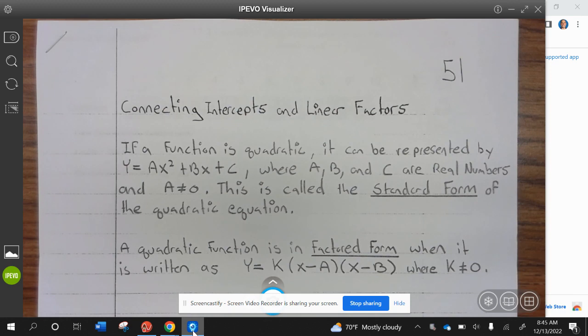Okay, walkout. So we're on journal page 51, connecting intercepts and linear factors. If a function is quadratic, it can be represented by y equals ax squared plus bx plus c, where a, b, and c are real numbers, and a does not equal 0. This is called the standard form of the quadratic equation.